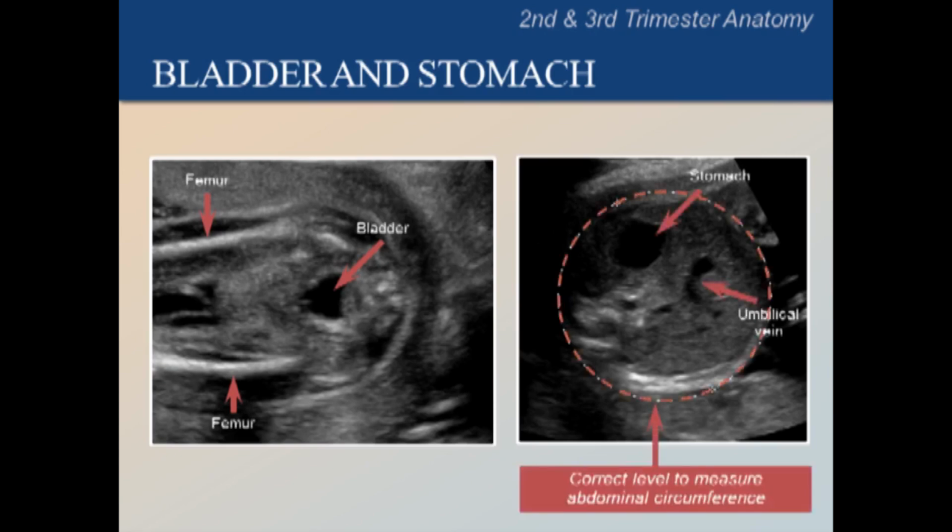When the stomach and umbilical vein are imaged in cross-section, and the umbilical vein has this curved shape, this is the correct level to measure the abdominal circumference to determine gestational age. We will talk more about this in the next lesson.